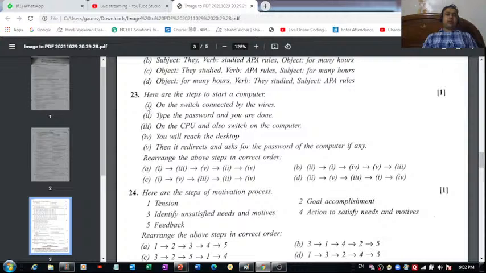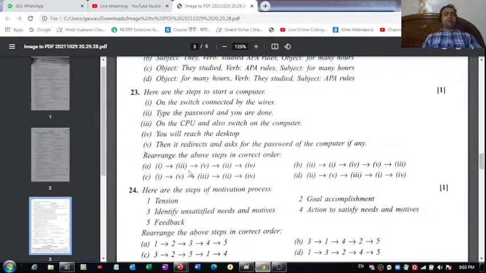What's the next step? After switching on the switch, we need to turn on the CPU, so the third one is the second step. As per this information, part A is correct. The rest of them are not correct. Why? Because one is starting from the second step, which is of course not correct. Another starts from the first, but after that step 5 is coming, so this is of course not correct. The correct one is part A.